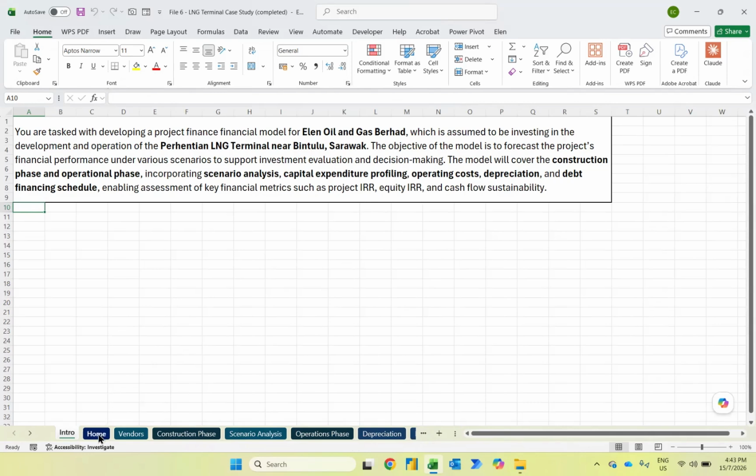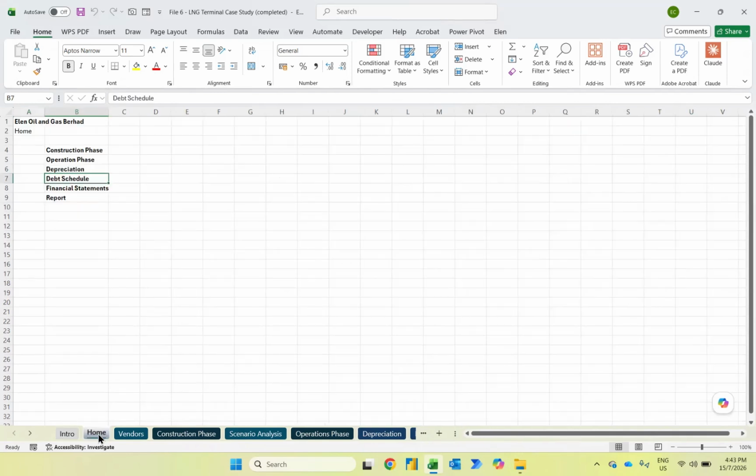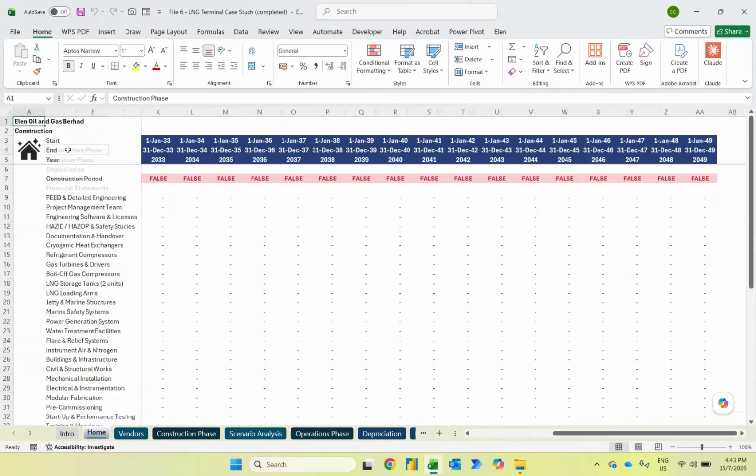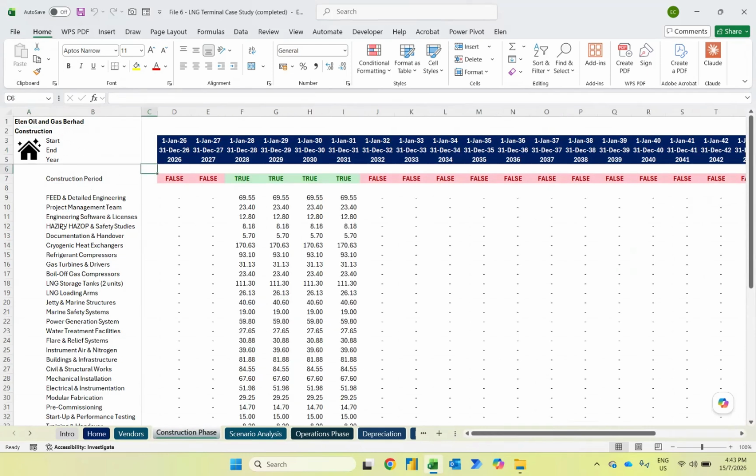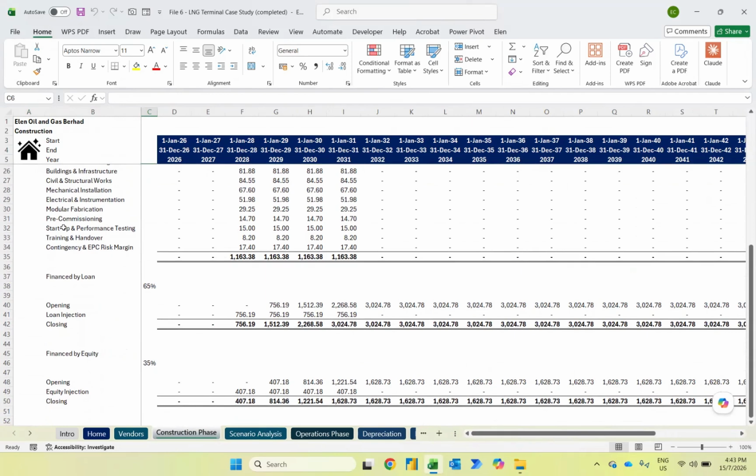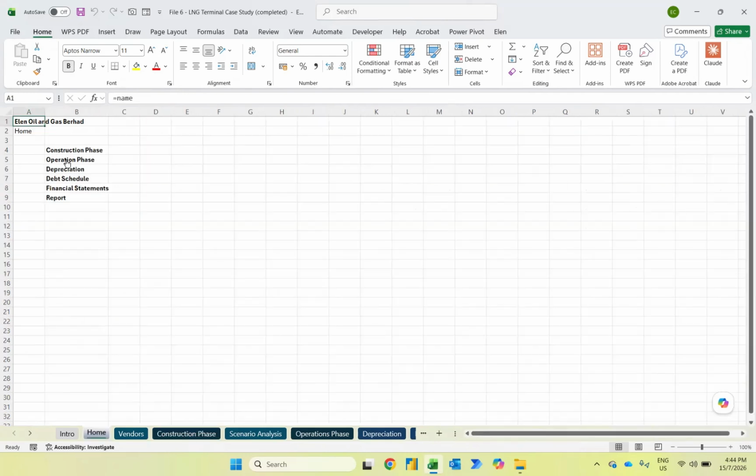So right now, when I go to my home tab, first and foremost, this is what I want to show to my manager, where we have the construction phase, operation phase, depreciation phase, debt schedule, financial statement, and report. When I click construction phase, my manager can see how the report looks like. We have these construction elements, and the sources of funding, whether the fund is financed by the liability, the loans, or funded by the equity side, by the sponsor or shareholder company. And then if they want to go back, I just click this icon, and we have operation phase.